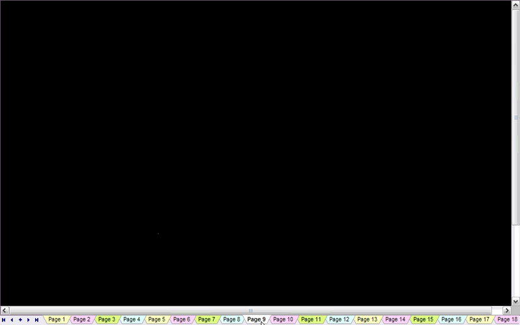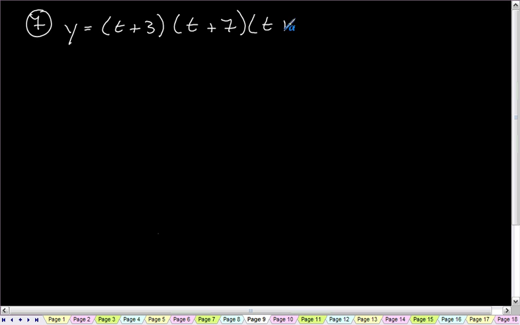To the next one, number 7. Okay, this one's actually relatively simple. Number 7. y is equal to (t plus 3)(t plus 7)(t plus 5). And it gives you a clue.